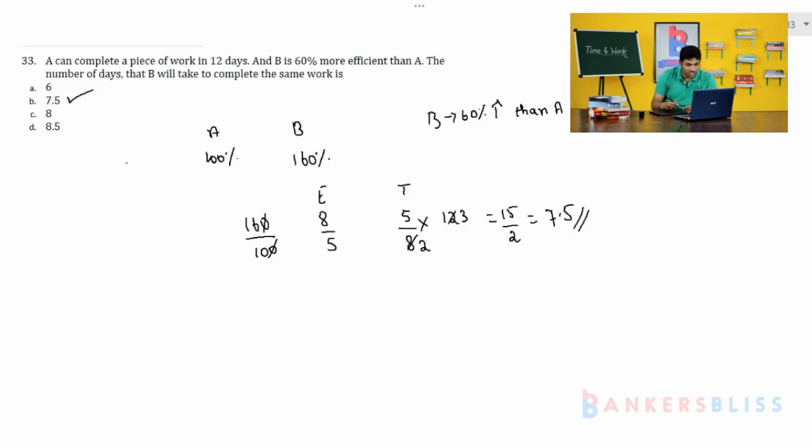So therefore the efficiency ratio will be 160 by 100, that is 8 by 5. If it is 8 by 5, then time period will be inversely proportional to the efficiency, then it will be 5 by 8 of 12, that is equal to 15 by 2, that is 7.5. Option B is the right answer.